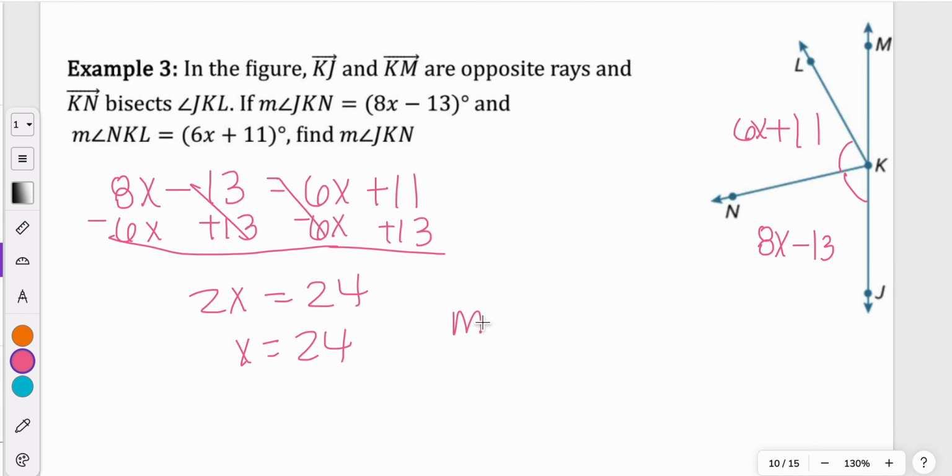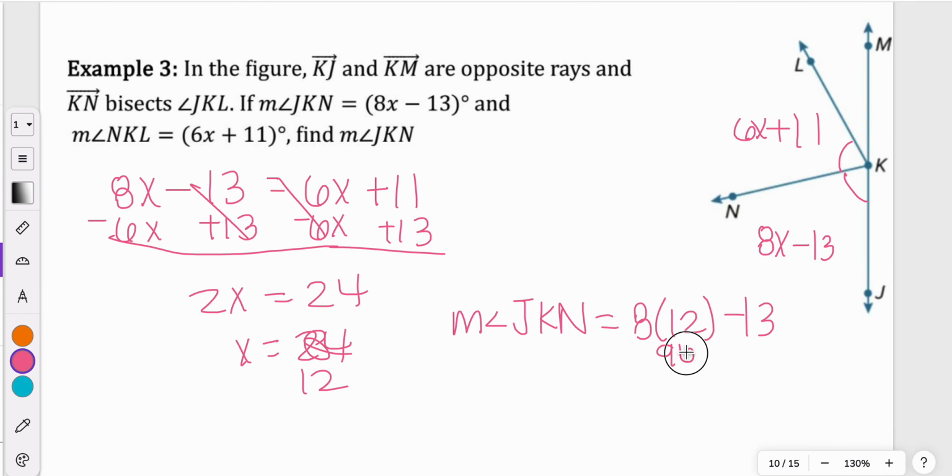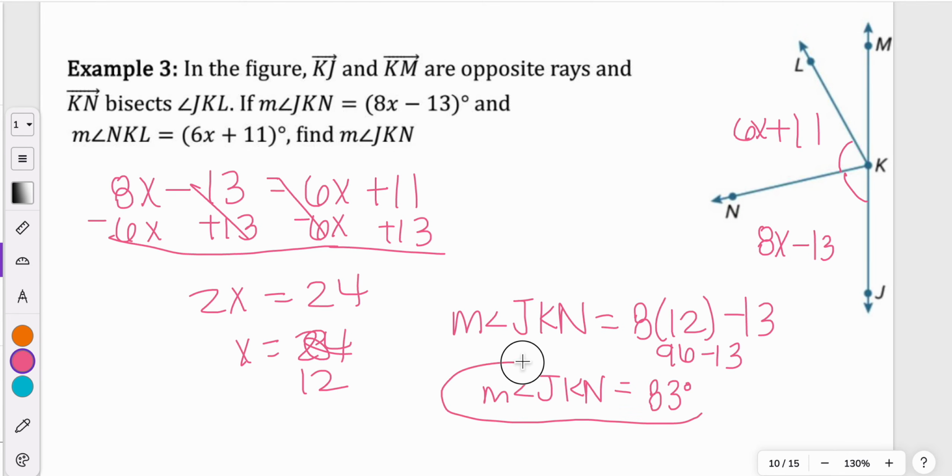So JKN, the measurement of JKN, is equal to 8, not x is 24, x is 12. 8 times 12 minus 13, and that's going to give us 96 minus 13, or 83. So the measurement of JKN is equal to 83 degrees. Okay?